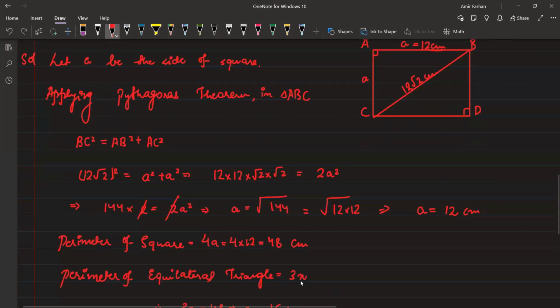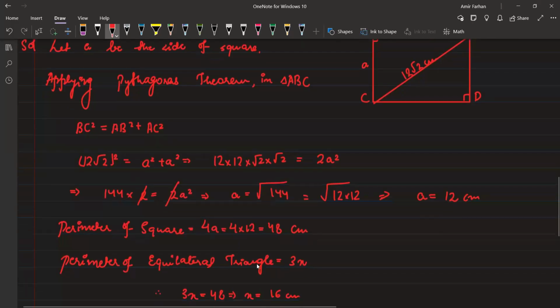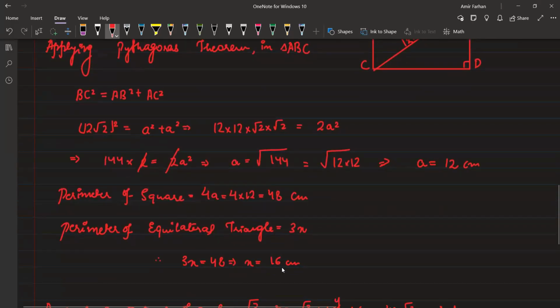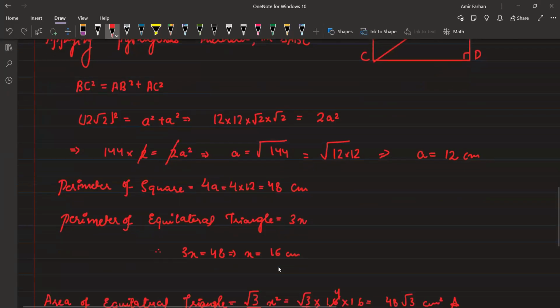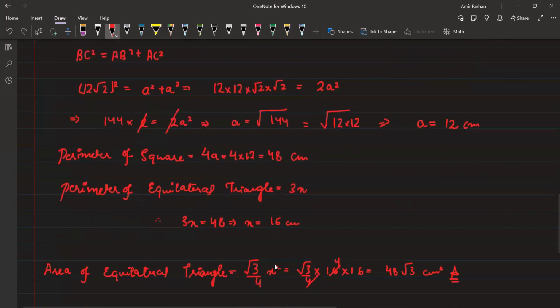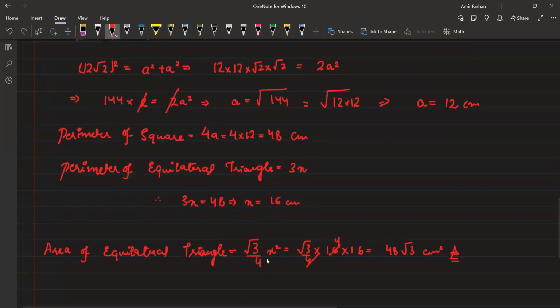And perimeter of the triangle would be 3x. So I'm going to assume that the side is x. Okay, 3x is equals to 48. So the x is coming out to be 16 centimeter. Is that clear? Yes, sir. Okay. And the area would be root 3 by 4 into x square.